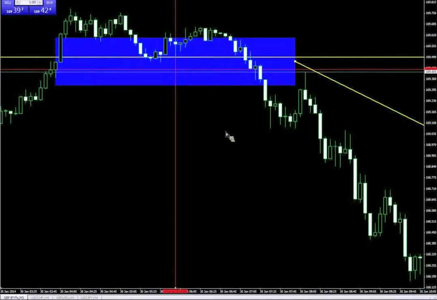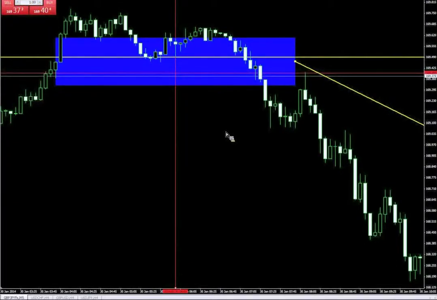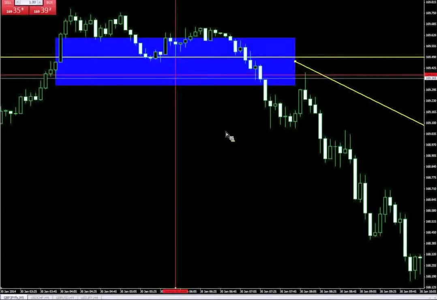I'm just pointing out how to pick the attack point. I'm pointing out where to strike. I'm pointing out where the highest probability is to get into the same trade with a much smaller stop. Do you follow what I'm saying? Okay.